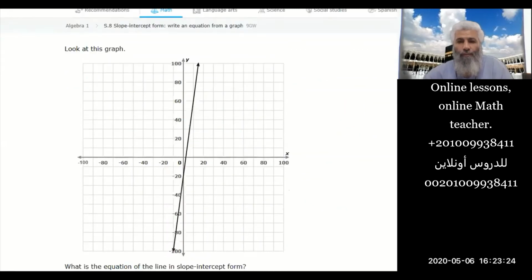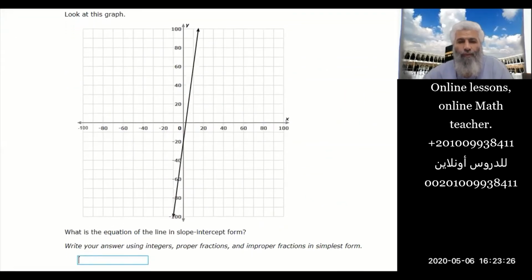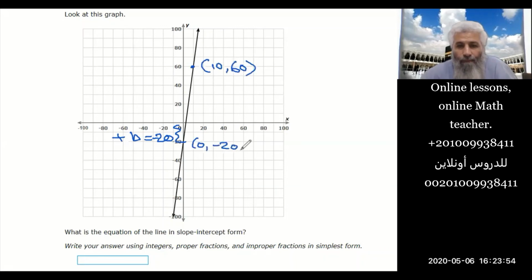Last problem. Again, b here is negative. This is -20. b is -20. And we search for another point. I think this is the point. Here, x is 10 and y is 60. Here, x is 0 and y is -20.